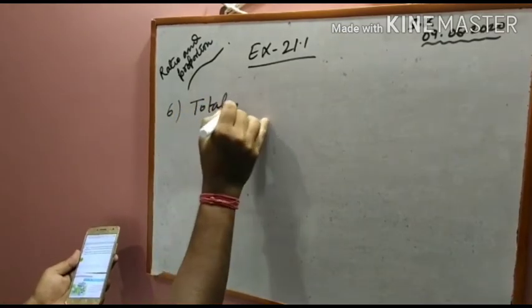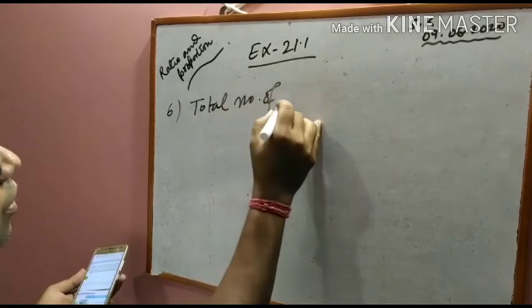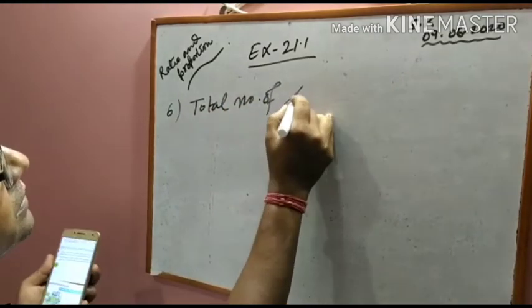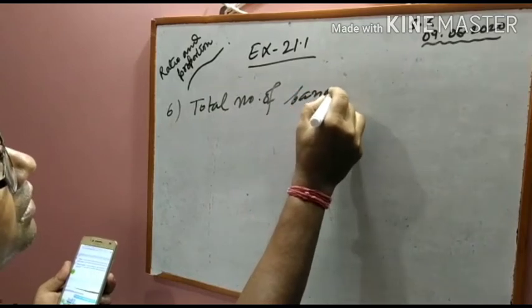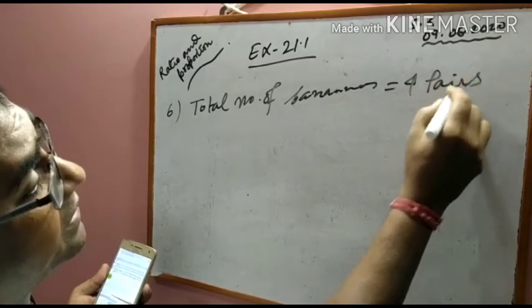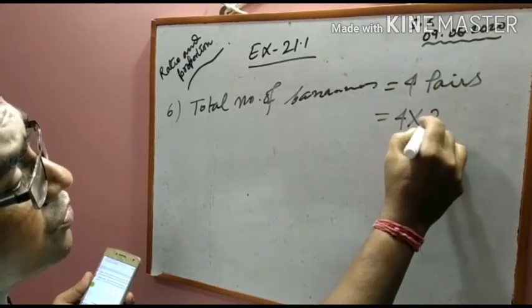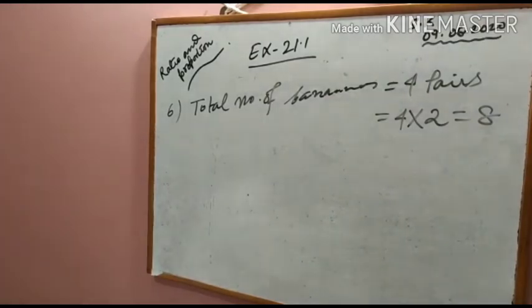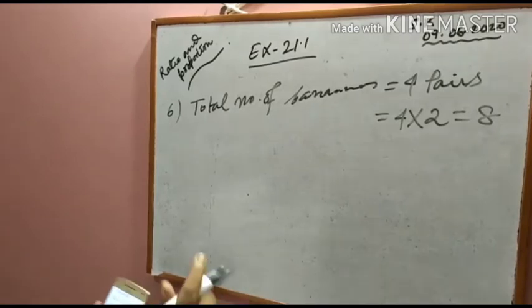Total number of bananas equals 4 pairs, that is 4 into 2, that is 8. Now brother and sister ate in the ratio 1:3.